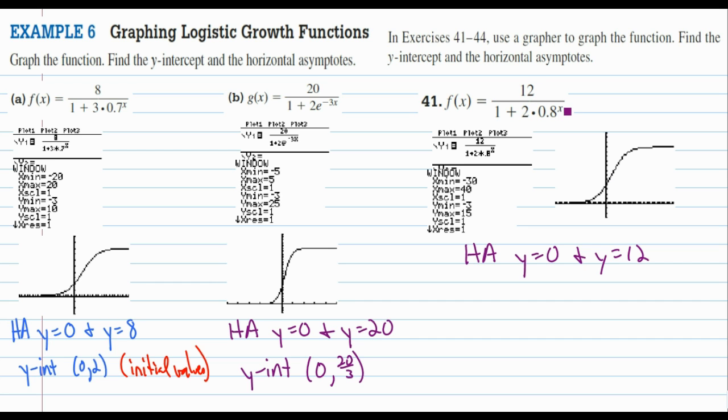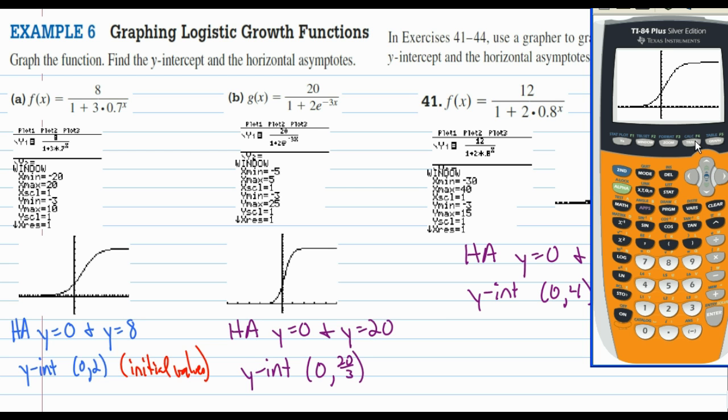So let's see, if I plug in 0 for x, 0.8 to the 0 is 1, 2 times 1 is 2, so I really have 3 in the denominator. 12 divided by 3 is 4, so the y-intercept is (0, 4). Double check that with my calculator. Yep, (0, 4).